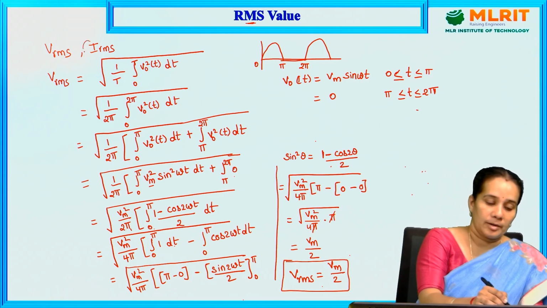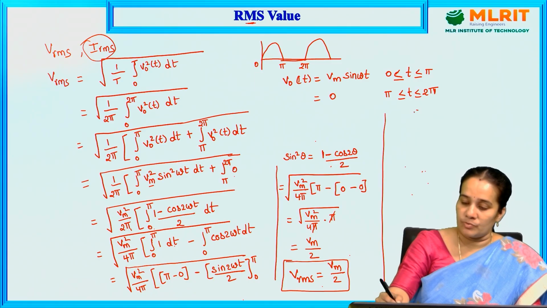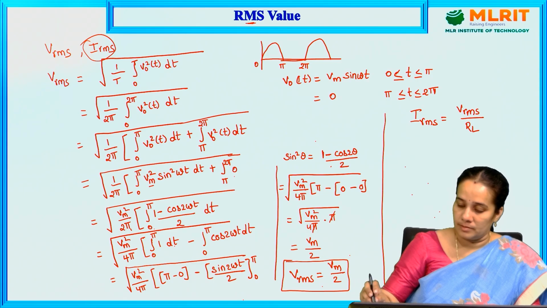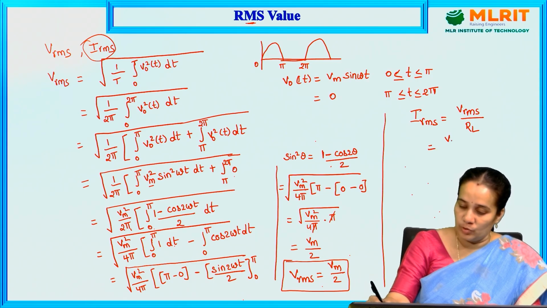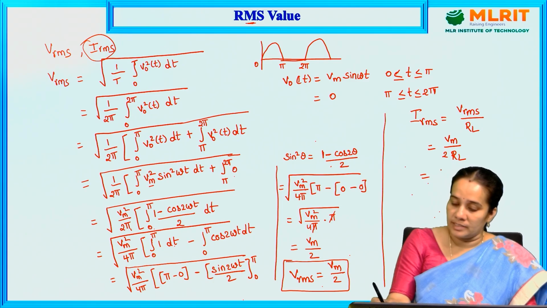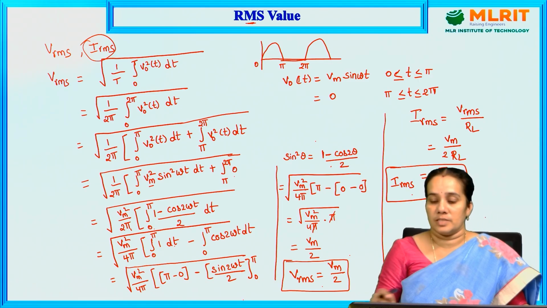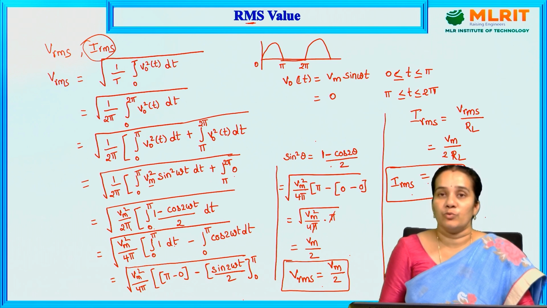Now we have to calculate the IRMS. So what is the IRMS value? What is the relation between voltage and current? IRMS is equal to Vrms by RL. So Vrms is equal to, we know that, Vm by 2 into RL. Vm by R is nothing but Im, so Im by 2. So IRMS is equal to Im by 2. So this is the IRMS value and Vrms value.